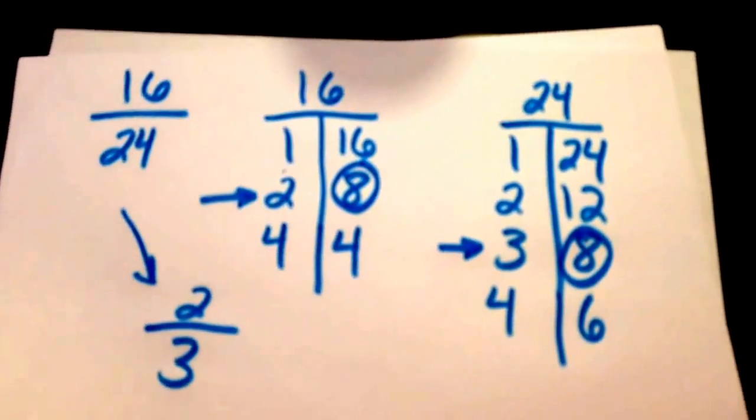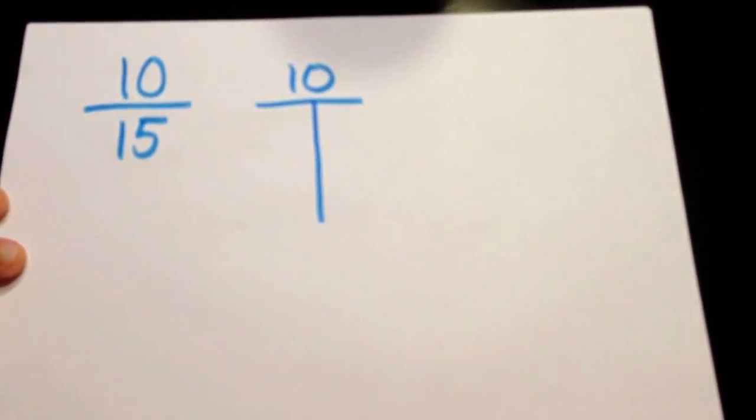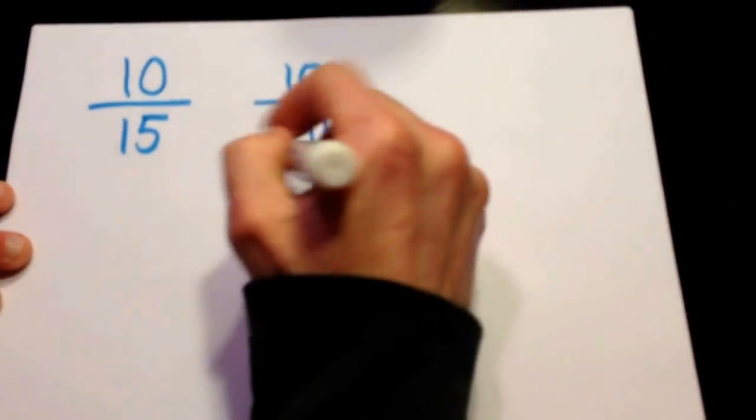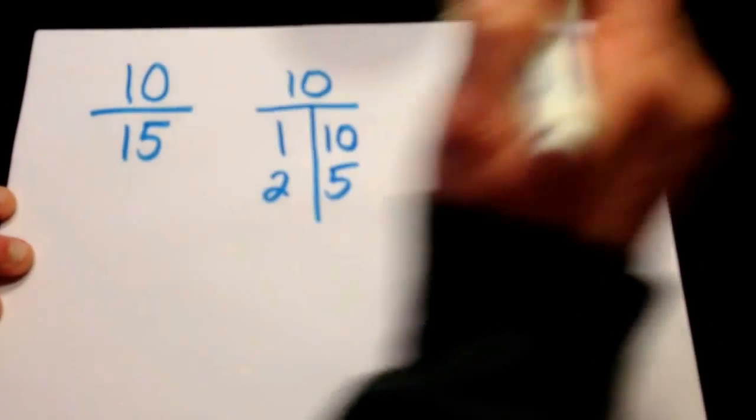Let's try one more. Let's start with the fraction 10/15. Start with your numerator, 10. The factors of 10 are what? 1 times 10 and 2 times 5. Those are the only factors.